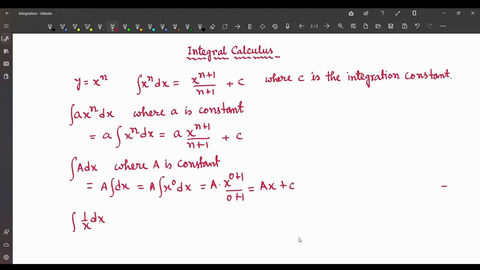Integration 1 by x dx is equal to log x plus c. Integration e to the power x dx is equal to e to the power x plus c.